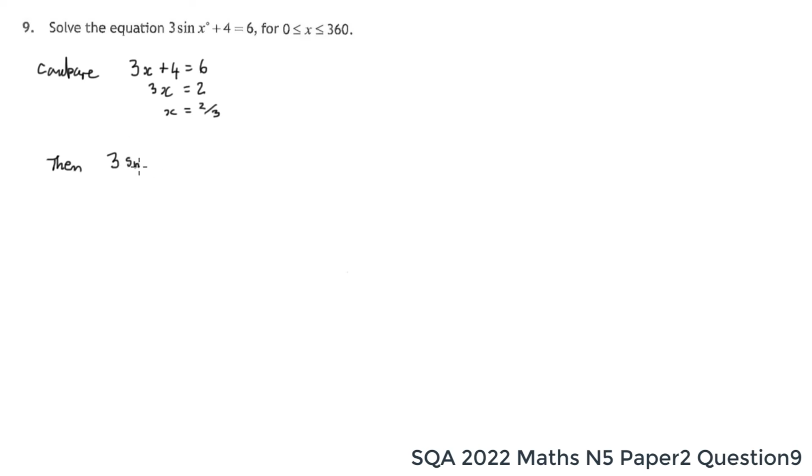So let's do that. So we've got 3 lots of sine x plus 4 equals 6. We'll take away 4 from both sides. So we'll get 3 sine x equals 4 from 6 is 2. And we'll divide both sides by 3, as we did in the simpler equation above. And we're ending up with sine of x equals 2/3. Now what do we do now? Well, we're looking for an angle whose sine is 2/3. And this really involves calculator work.